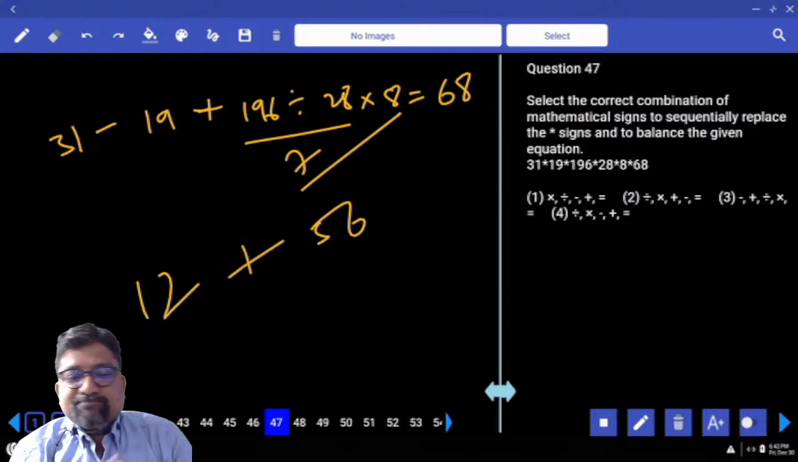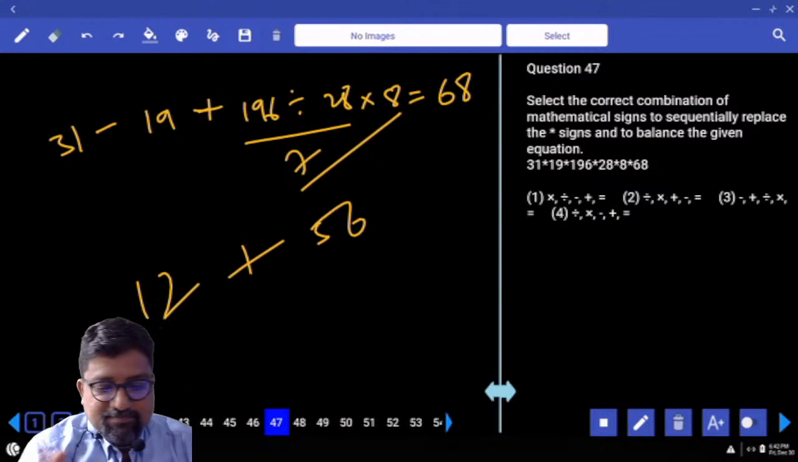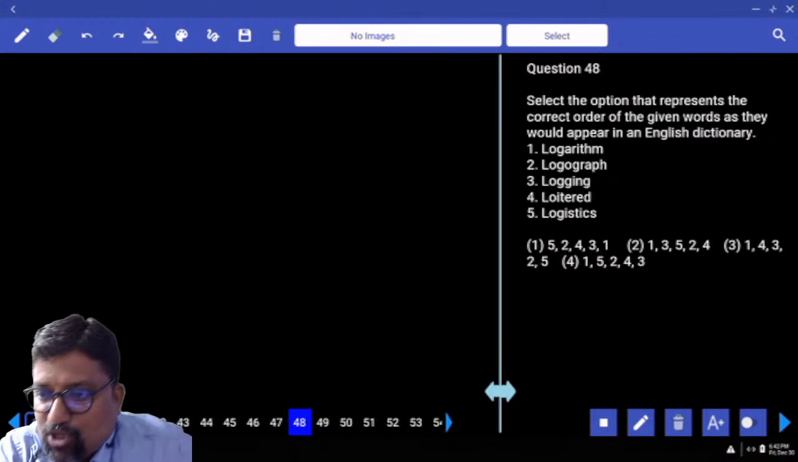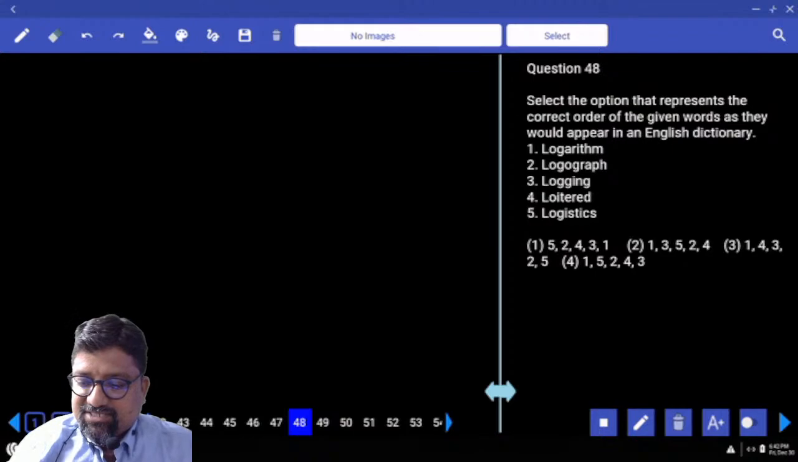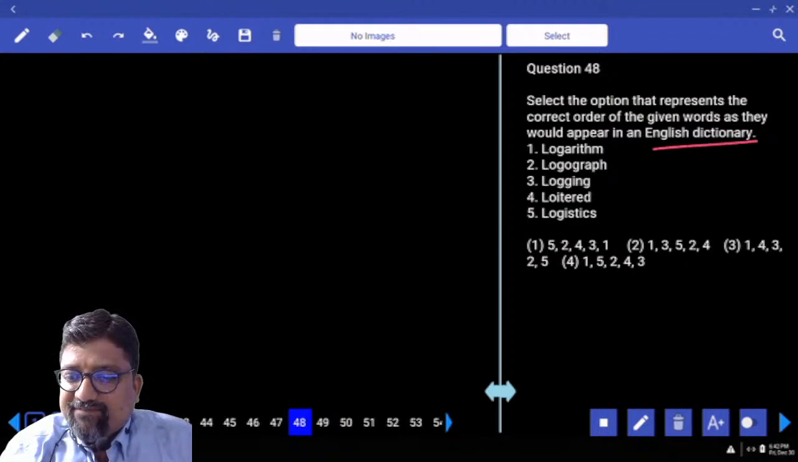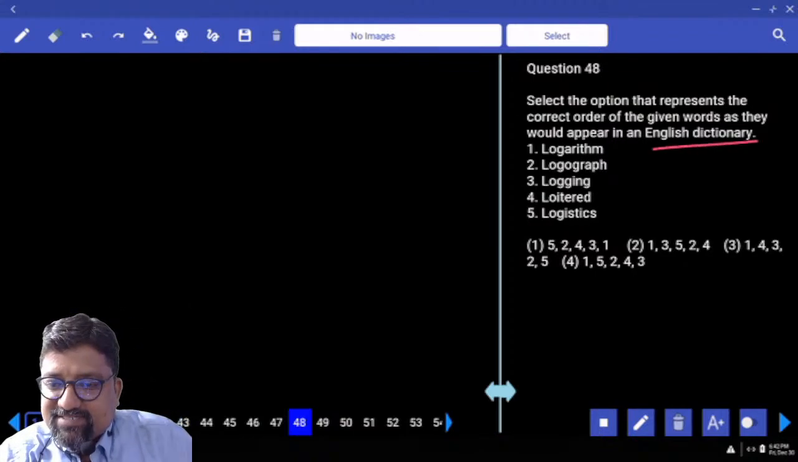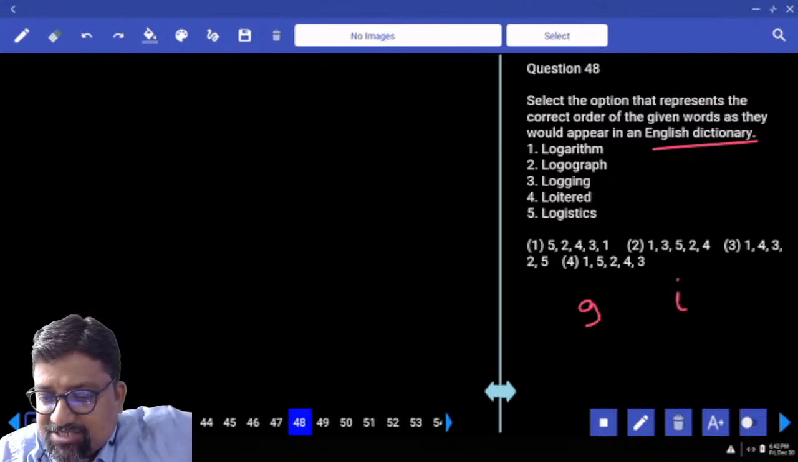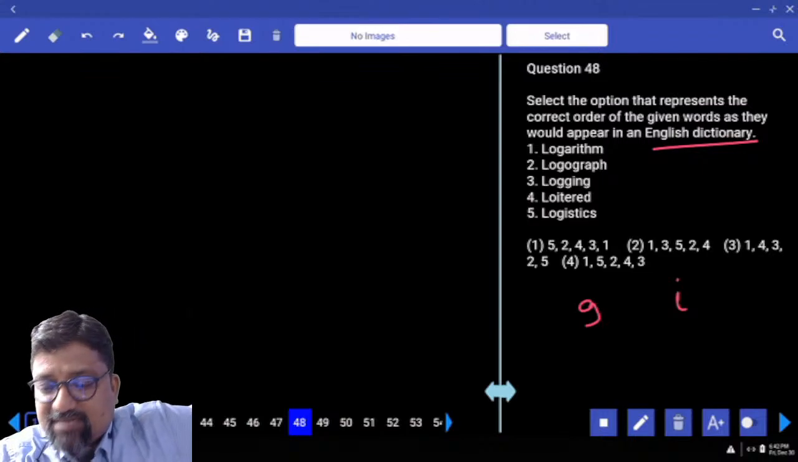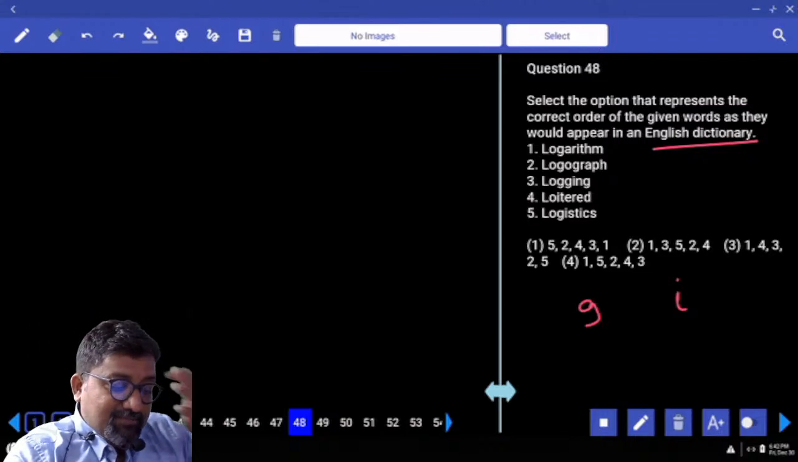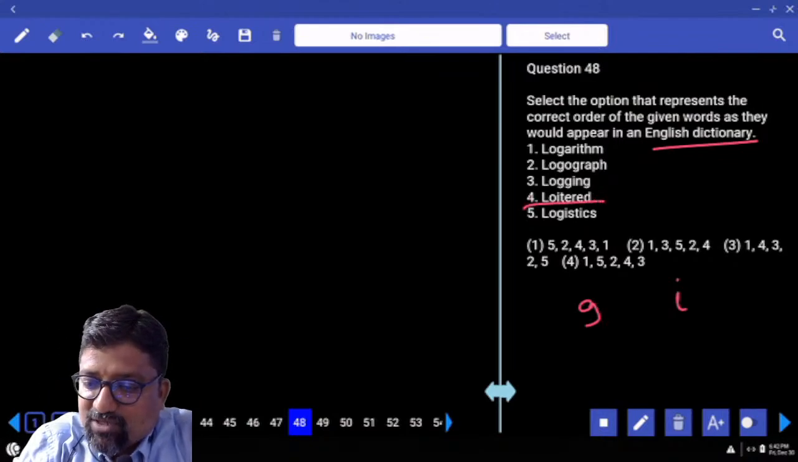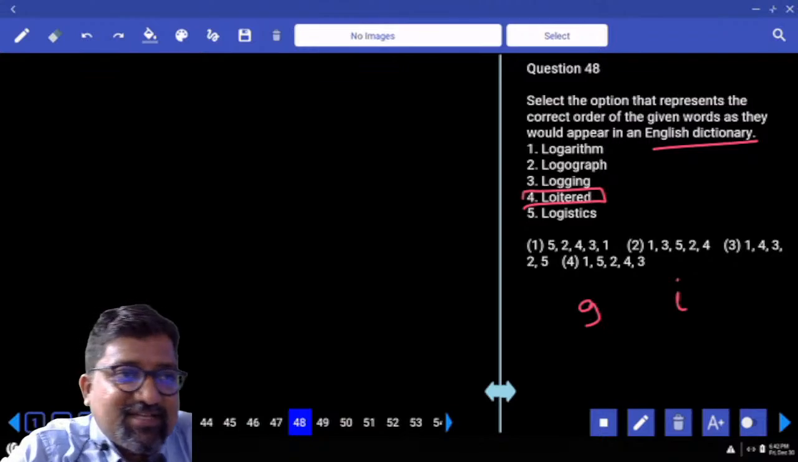Done. 12 plus 56. Clear? Question 48. Now select the option that represents the correct order of the given words as they would appear in English dictionary. Okay, first 2 letters LO everywhere same. 3rd letter I see G and I. G comes first or I comes first? Amma, G comes before I.